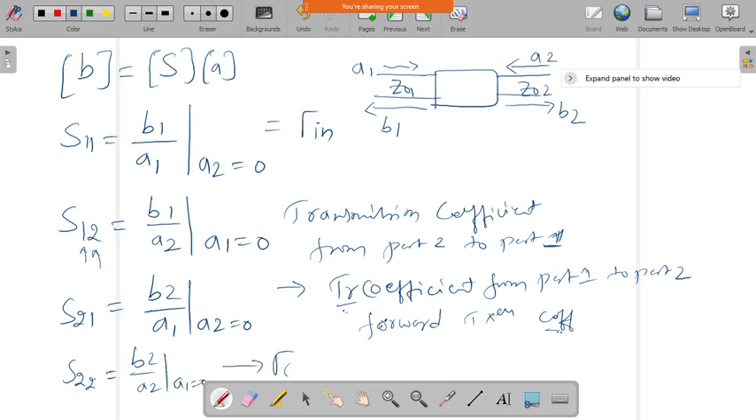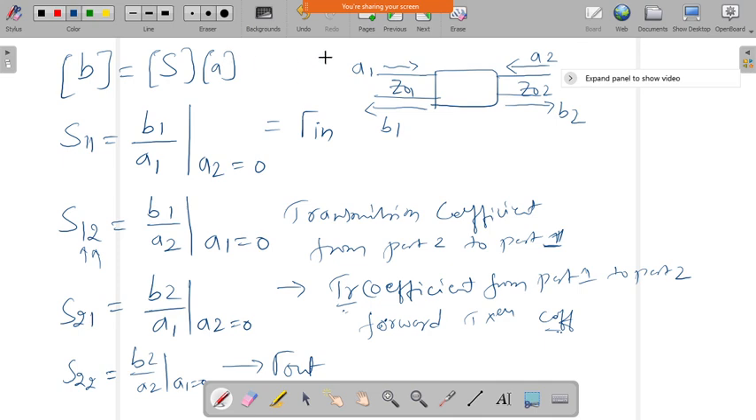We call this the output reflection coefficient, gamma out, or the reflection coefficient at port 2 with port 1 matched. Similarly S11 is the reflection coefficient at port 1 when port 2 is matched. These are the generalized scattering parameters for a two-port network where the impedances are different.